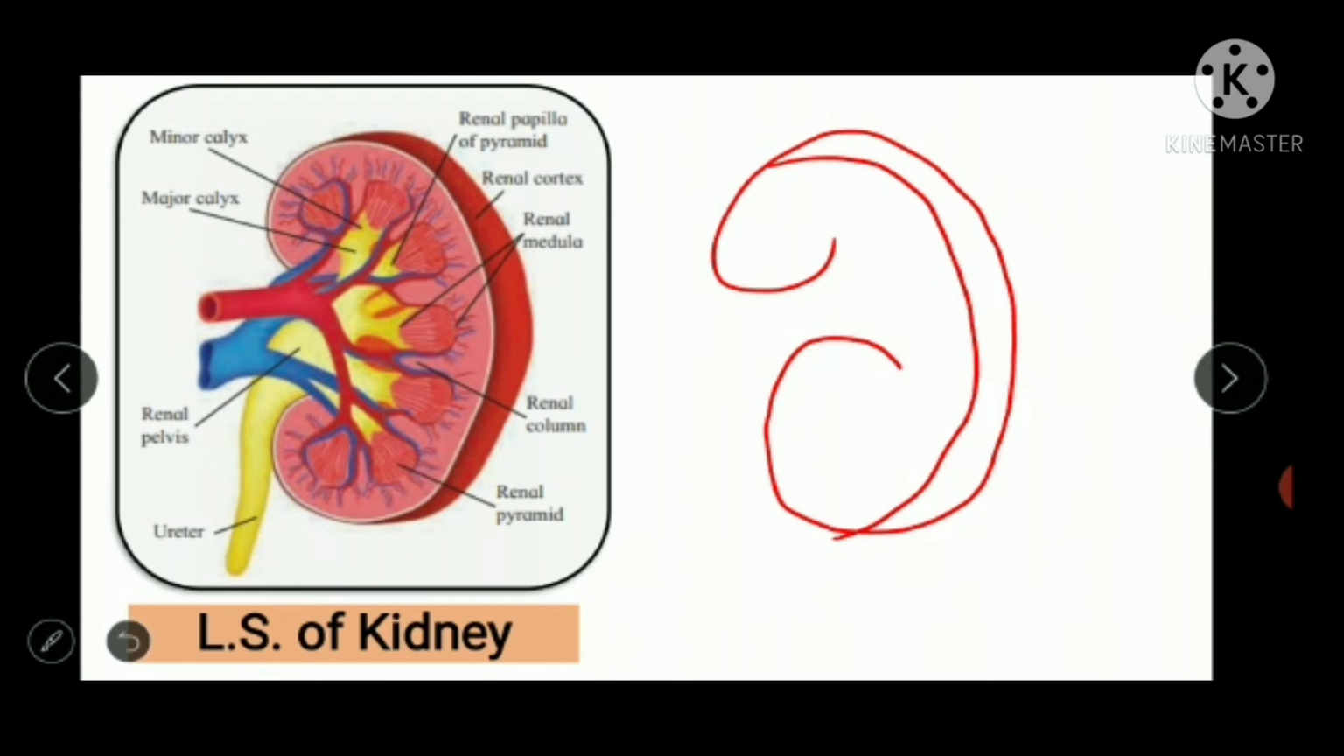It consists of, now this is outer structure. This outer structure is called as renal cortex. In this diagram also you can see here renal cortex is present. The outermost region of the kidney is called as renal cortex. The middle part or the inner part is called as renal medulla.